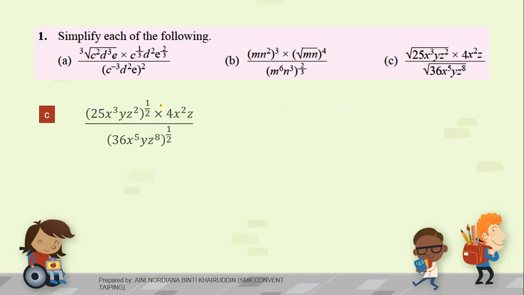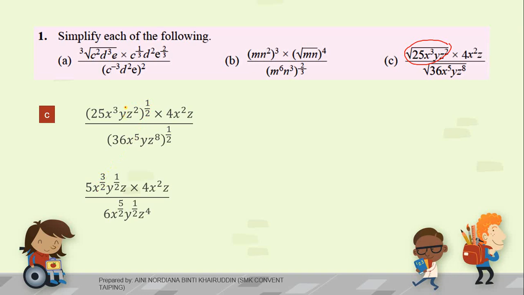So question c, all of these change to the power of 1 over 2. This one remains unchanged. The denominator also changes to the form of 1 over n. n here is 2 because of the square root here. So solve in the bracket first. Take out all the numbers in the bracket. So 25 to the power of 1 over 2 is 5. x to the power of 3 times 1 over 2, 3 over 2.